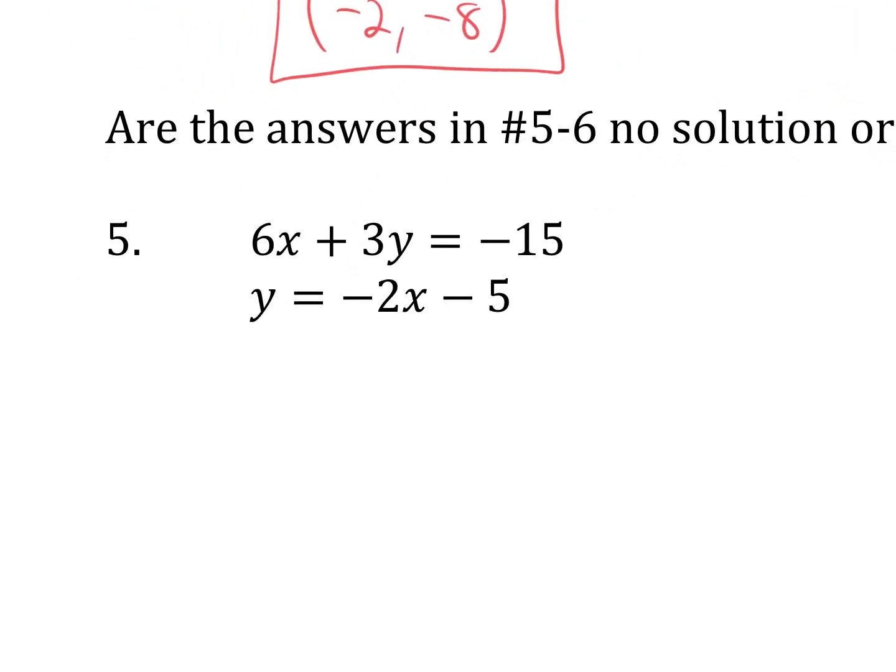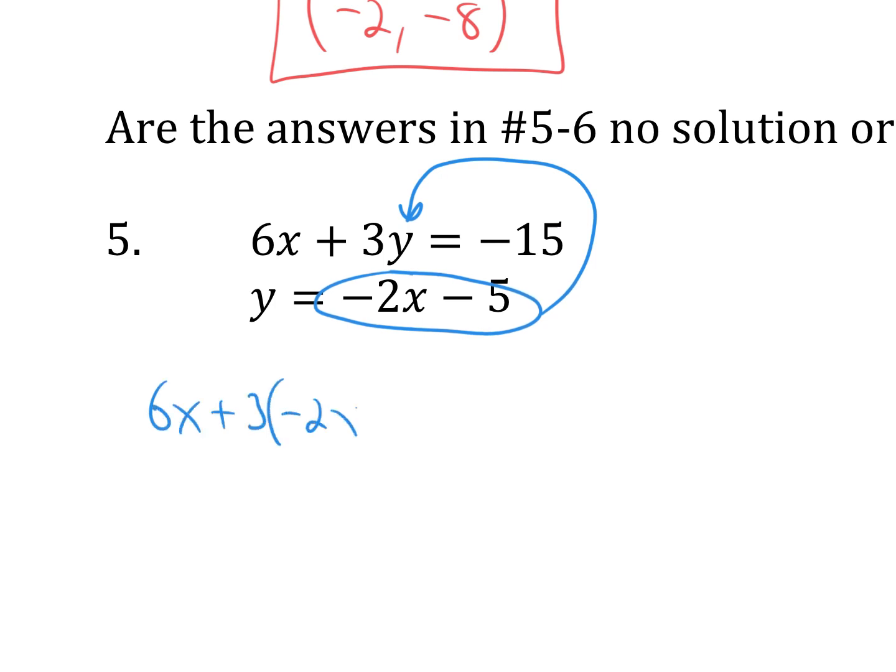So we have 6x plus 3y equals negative 15. We have y equals negative 2x minus 5. Is x or y by itself right now? Yeah, we got y by itself. So where we see a y in the other equation, we're going to replace it with negative 2x minus 5. So we have 6x plus 3 times negative 2x minus 5 equals negative 15.